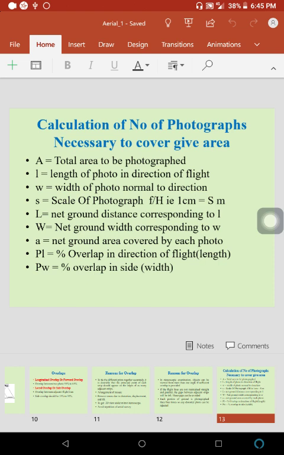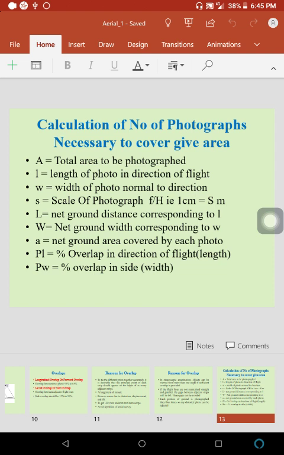As you know, scale is the ratio of the focal length of the camera to the flying height, that is f by H. Scale can be represented in different fashions, that is 1 centimeter is equal to several meters, or in the form of the RF, the representative fraction, 1 is to something. If the scale is 1 is to 1000, it means 1 centimeter on paper is equal to 1000 centimeters on ground. So this is in the form of the RF.